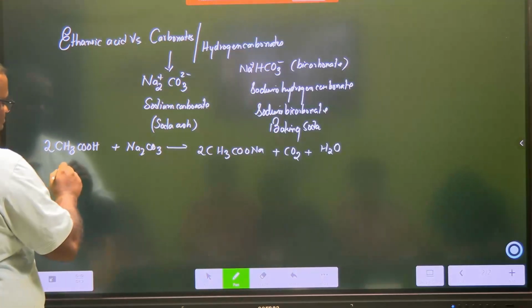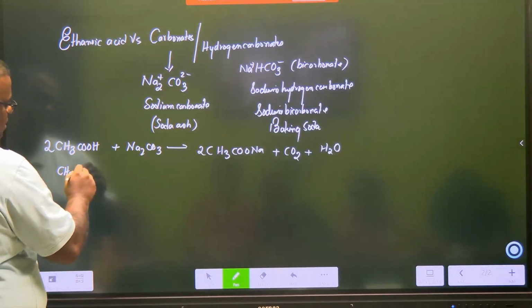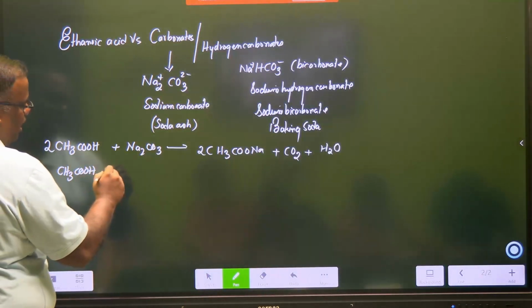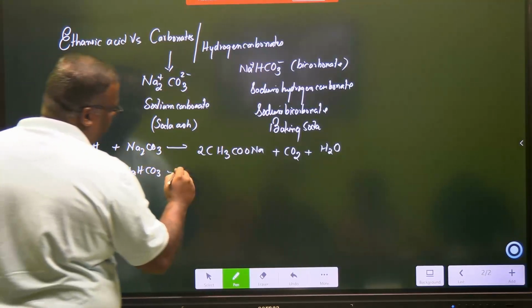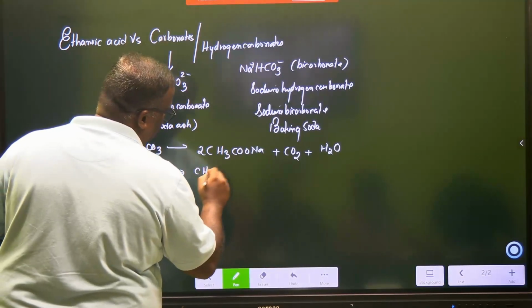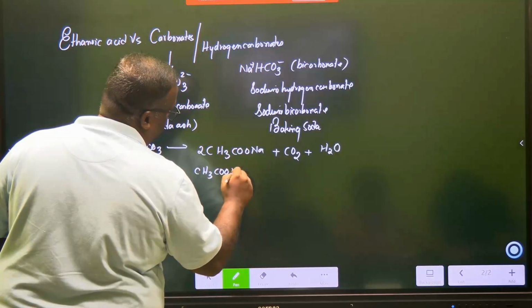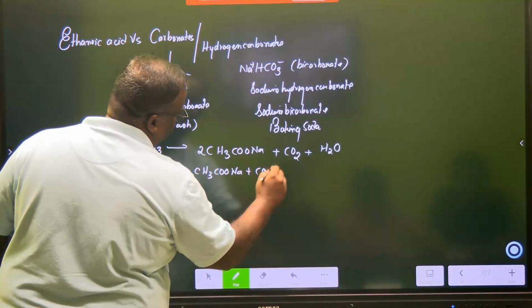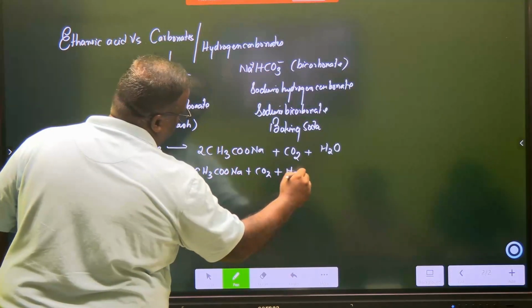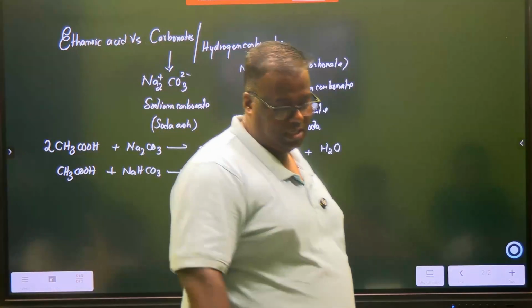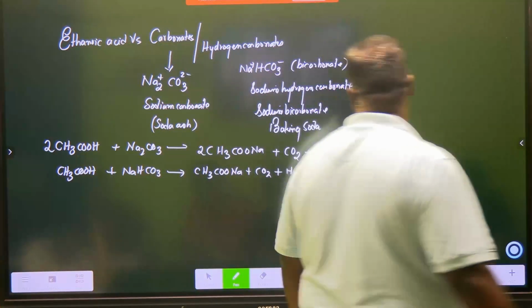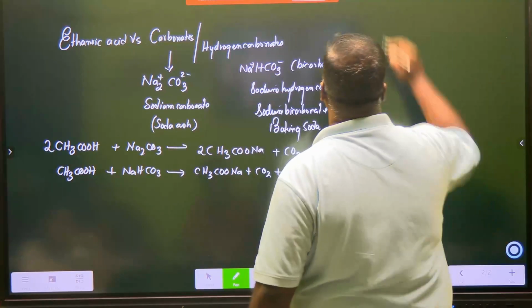At that time, we don't need to. CH3COOH reacts with NaHCO3. So you will form CH3COONa plus CO2 plus H2O. What is CH3COONa? Sodium acetate, or we can also write this as sodium ethanoate.